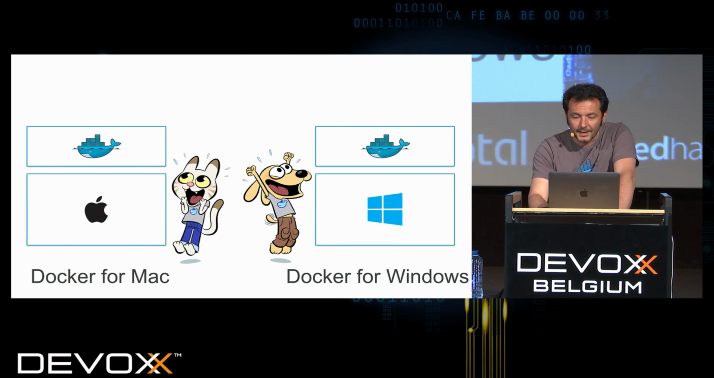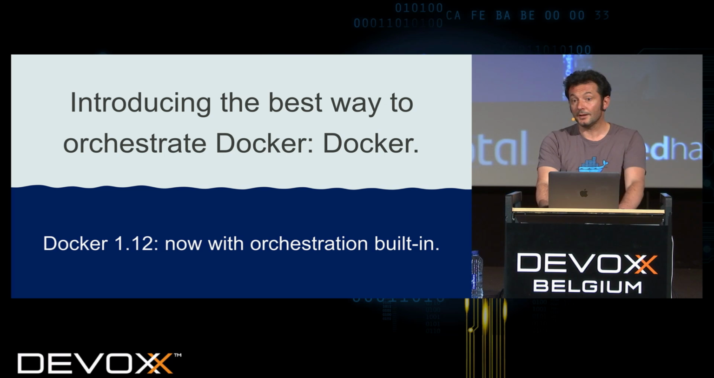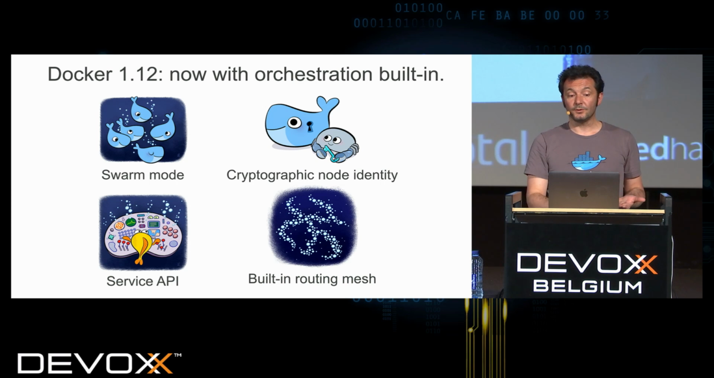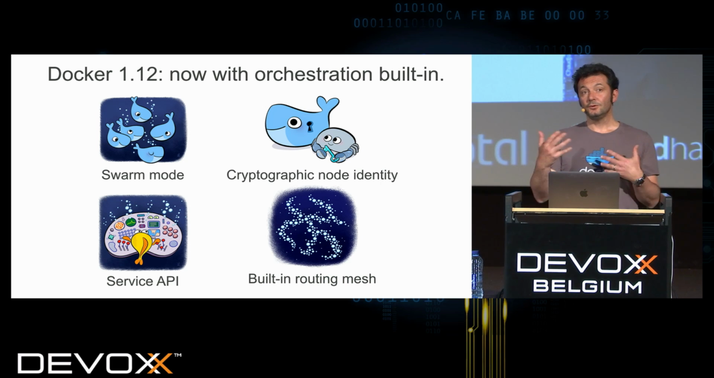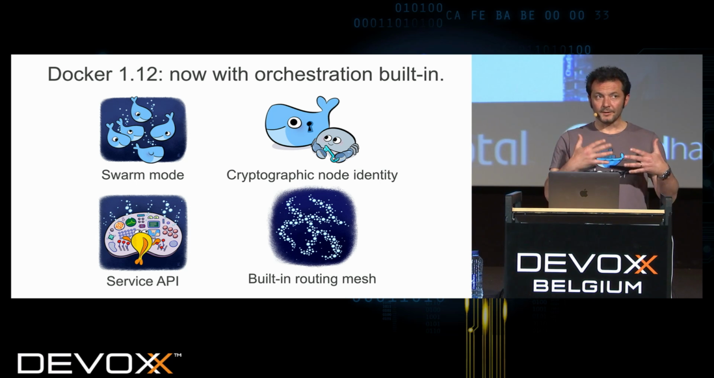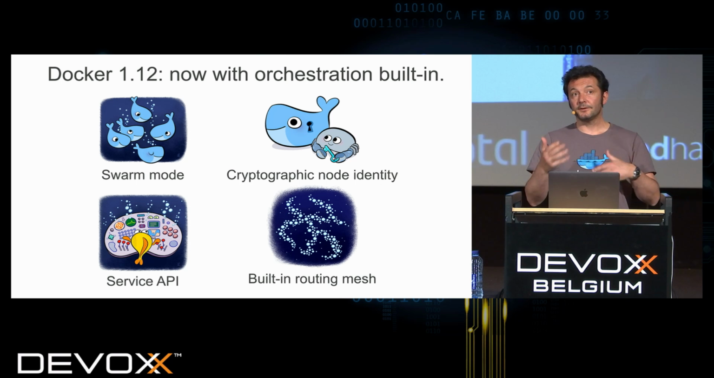So that's Docker for Mac. The other thing is in orchestration. So in 1.12 last summer, we announced that Docker 1.12 now has orchestration built in. It's called Swarm Mode. So there's a new API that's called the Service API. In order to create a service, you do a Docker service create. It's a declarative API. You declare the state that you want your service to be in, and the orchestrator is going to reconcile that state across the cluster.